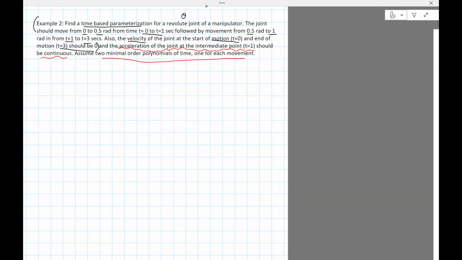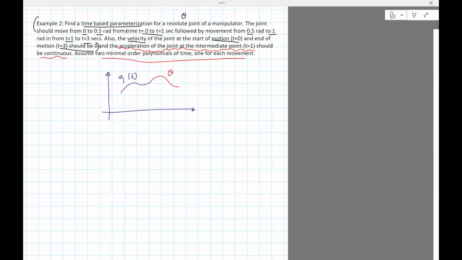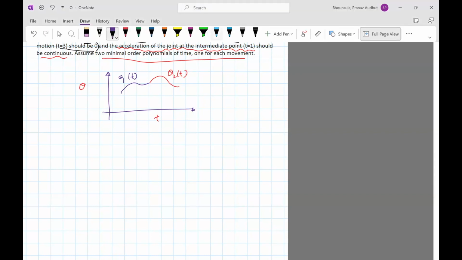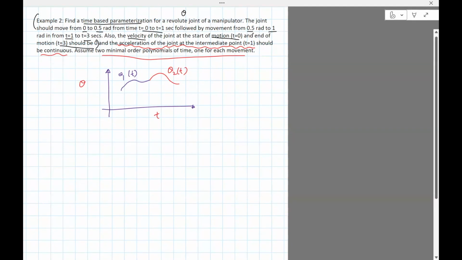Okay, so let's do this. I'm just going to set up the equations. So what we need here is two curves: theta 1 of t and theta 2 of t. This is theta as a function of time. Okay, so let's impose all the conditions we have here.